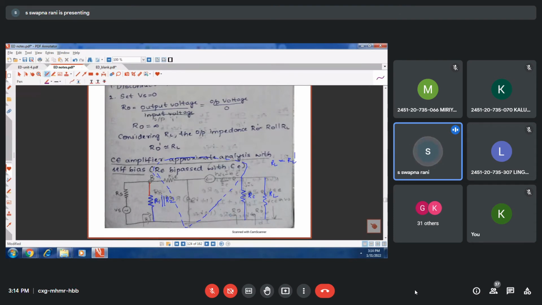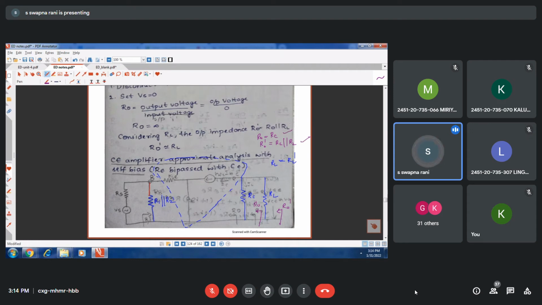So here, if you ignore RL, what you see from here is R0. And from here, it is R0 dash. So R0 will be RC, and R0 dash will be RC in parallel with RL. So this is the output impedance.